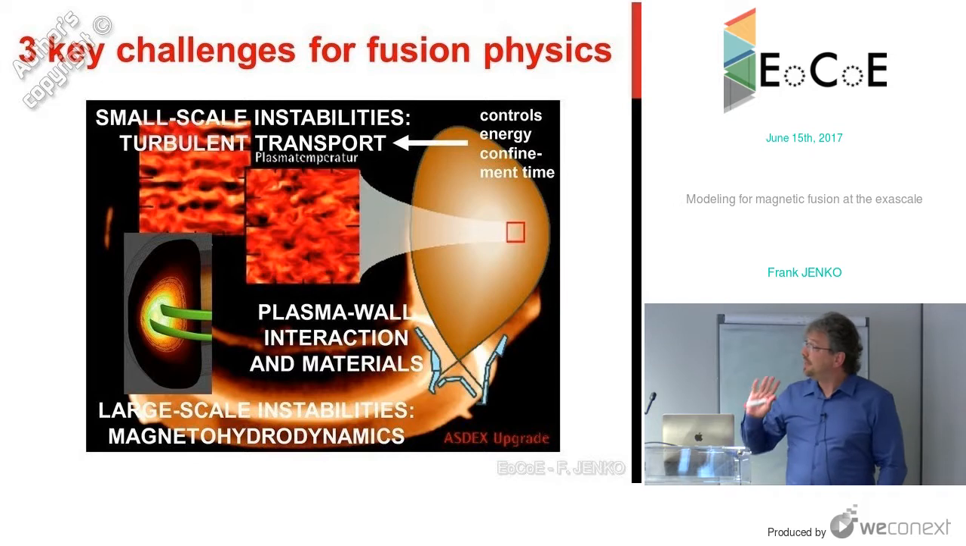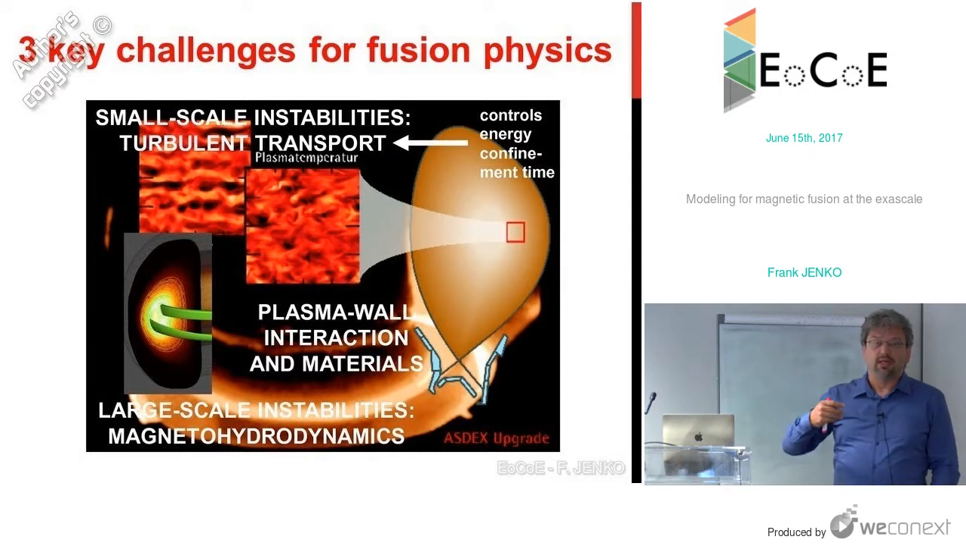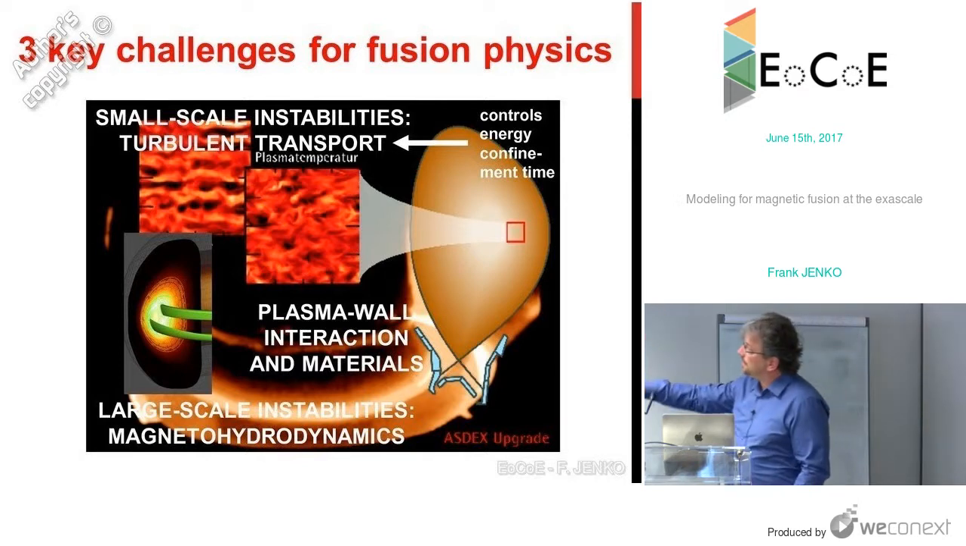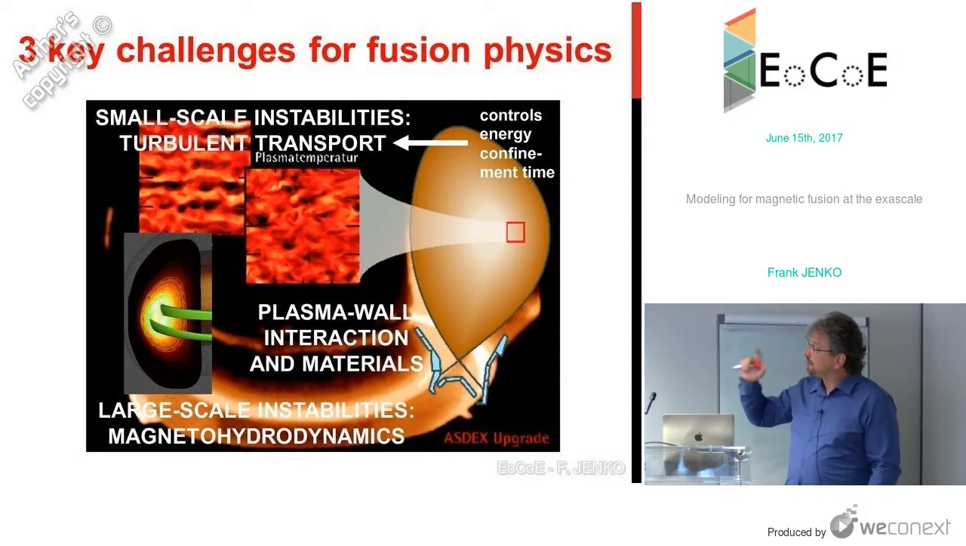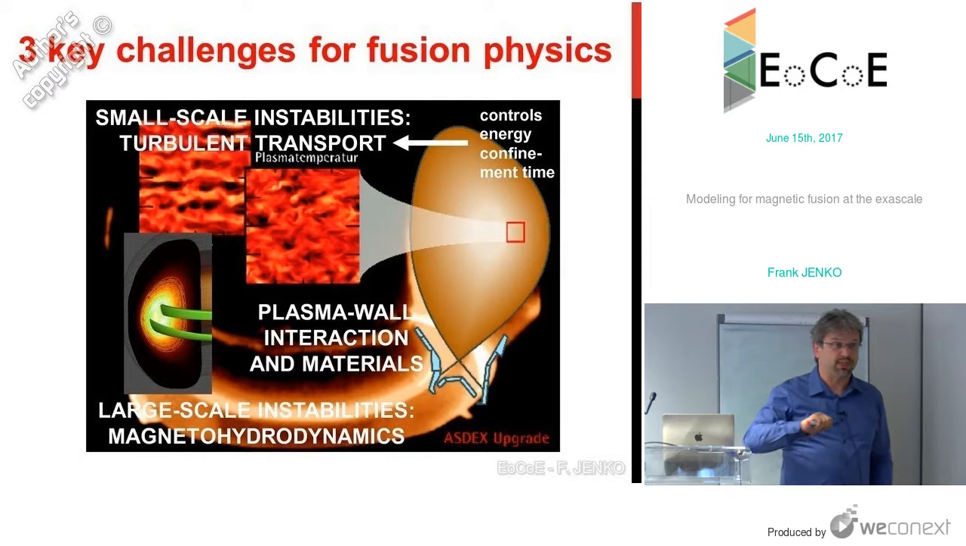There are at least 3 key physics challenges on the way to fusion. On top of that, there are technological challenges of various sorts, including materials. But these are the 3 that I would consider the most crucial on the physics side. So the first, which I already indicated, is turbulent transport in the core.